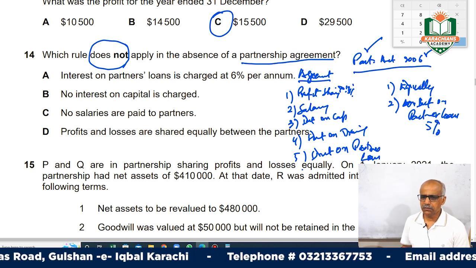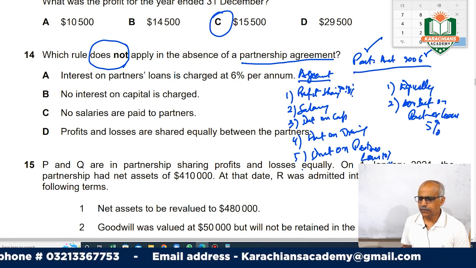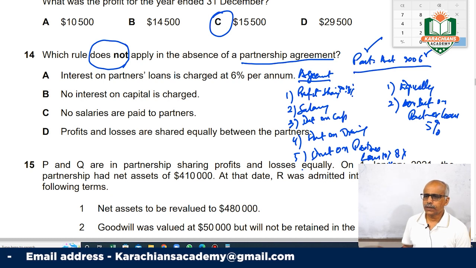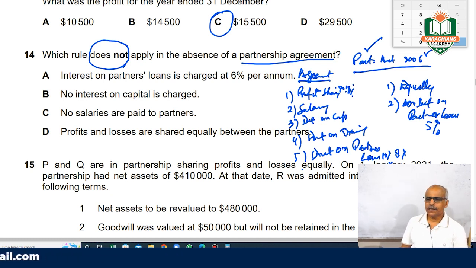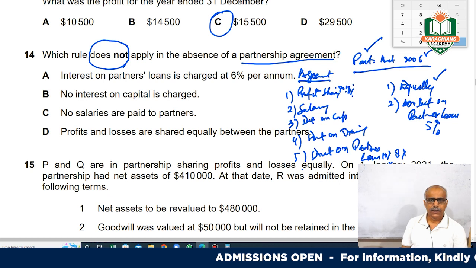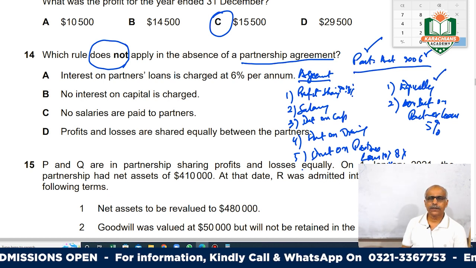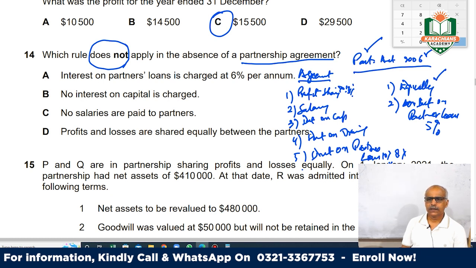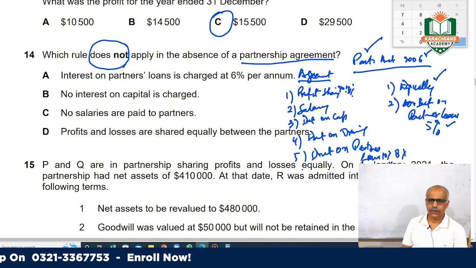In your case, the interest on loan can be 10%, can be 8%, whatever. But the Partnership Act advises us that only these 2 things you can do. If there is no agreement, you have to equally distribute the profit or loss. And if some of the partners has given you a loan, then only the percentage of 5%. These are the 2 things.